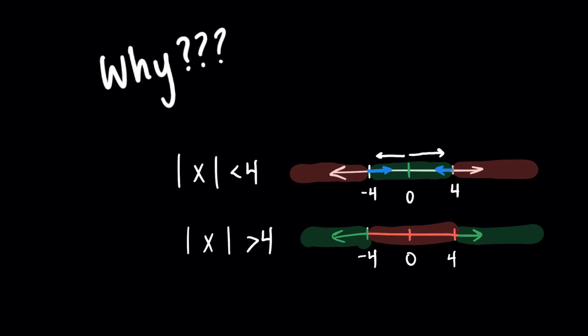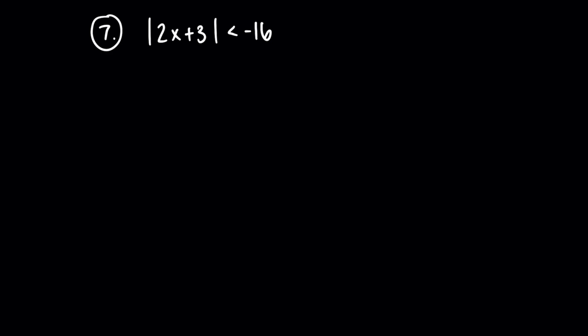All right, let's move on to one last example of an absolute value inequality. So we've got this inequality here, which is the absolute value of 2x + 3 is less than negative 16. And just like the absolute value equation, I want you to think about these before you solve them. I want you to think about this for a sec.